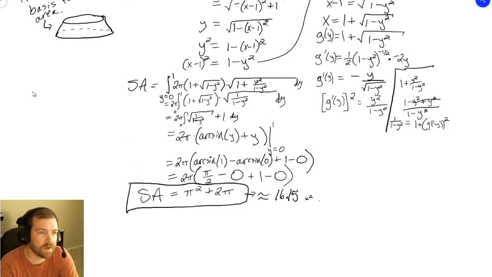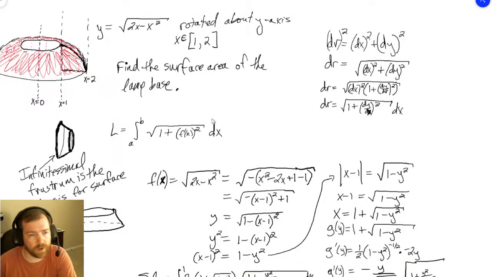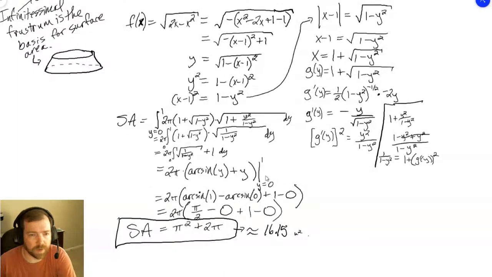All right, so this is how you can calculate surface area. Again, you're going to use an arc length integral to get the distance along the curve itself, and then that is multiplied by the function itself times the 2 pi that you had originally.